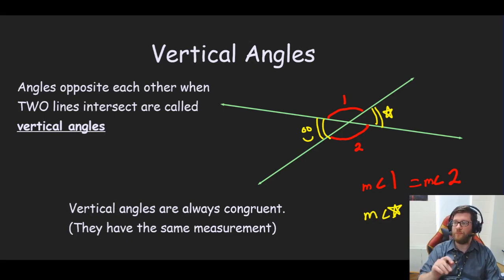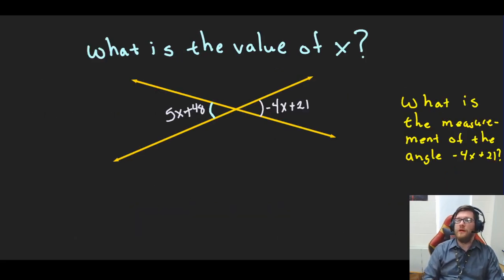So let's solve a problem or two, shall we? So first off, let's see if we can figure out what is the value of x. What's the value of x in this situation? So if we take a look at our shape here, we have two sets of vertical angles.